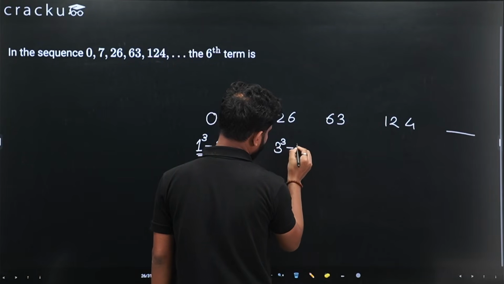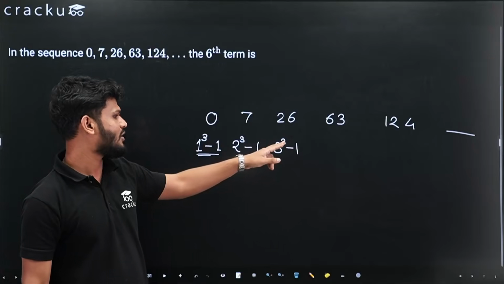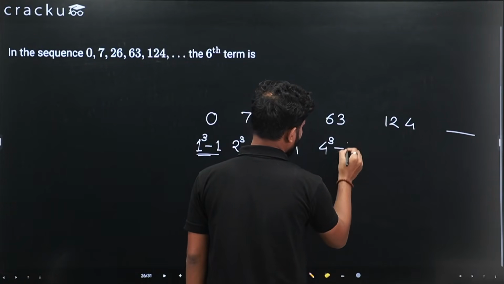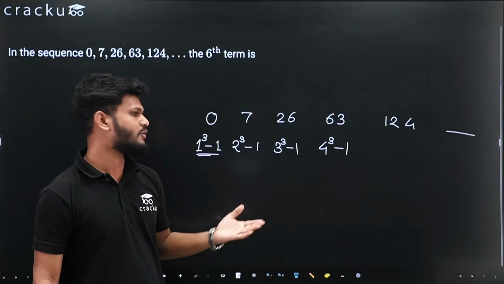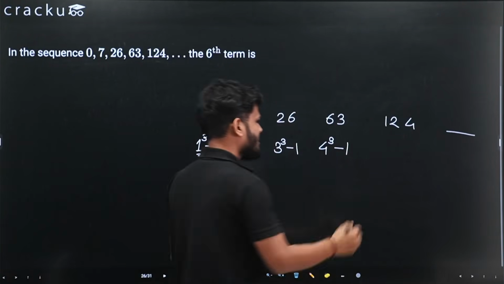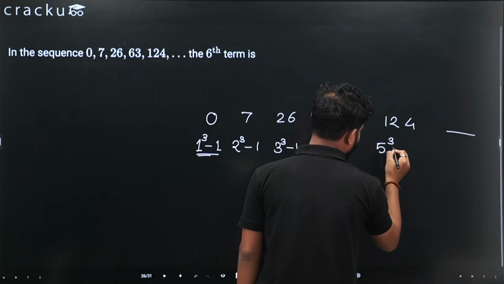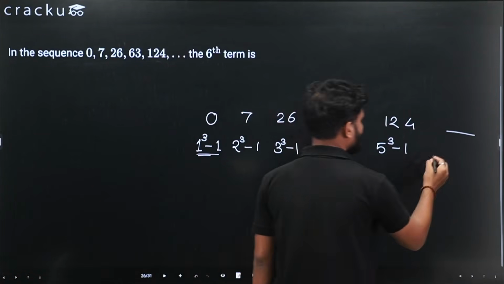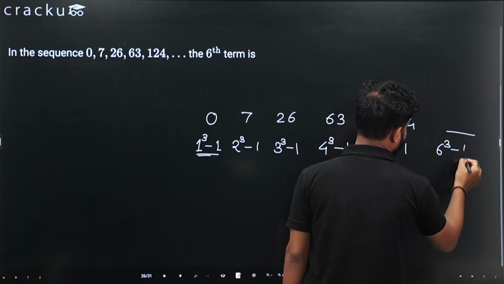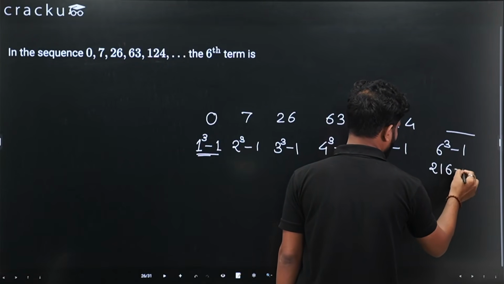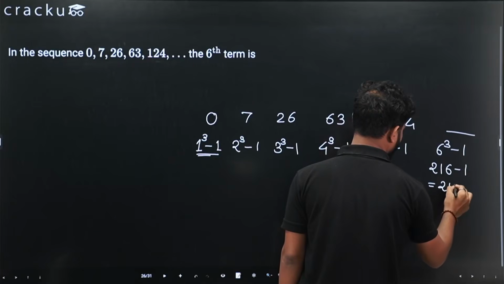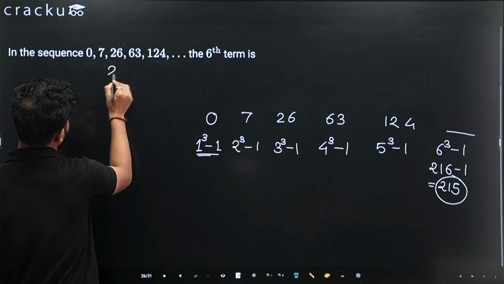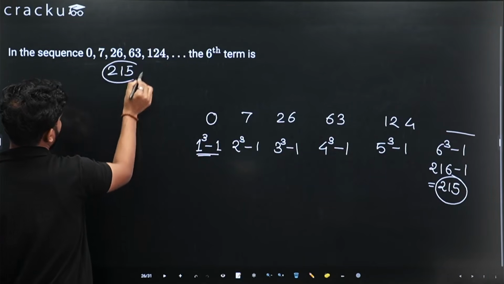This is 3 cube minus 1. 3 cube minus 1 is 27 minus 1, 26. This is 4 cube minus 1. 4 cube is 64, 64 minus 1 is 63. This is 5 cube minus 1. 5 cube is 125, 125 minus 1 is 124. So the sixth term will be 6 cube minus 1, which is 216 minus 1, 215. You need to just observe the pattern in this series and find out the answer. So the answer to this question will be 215.